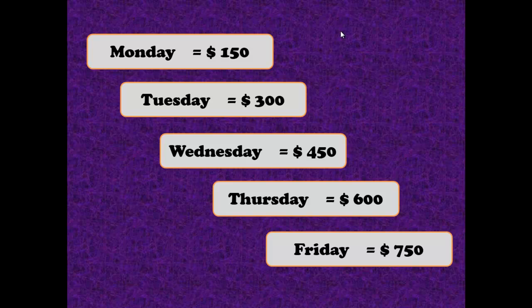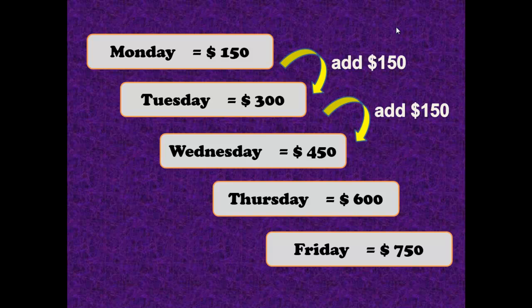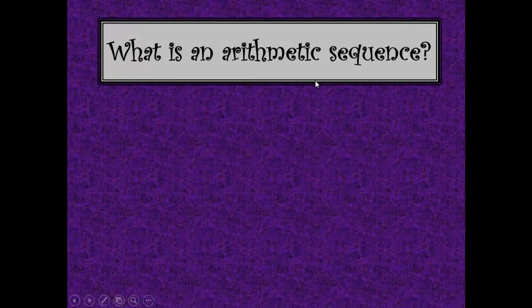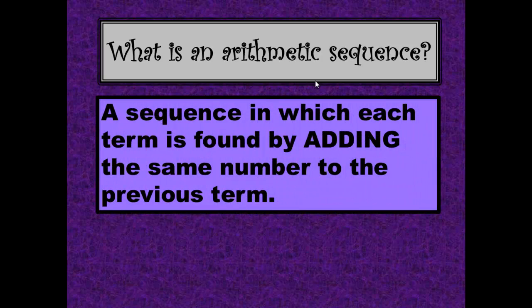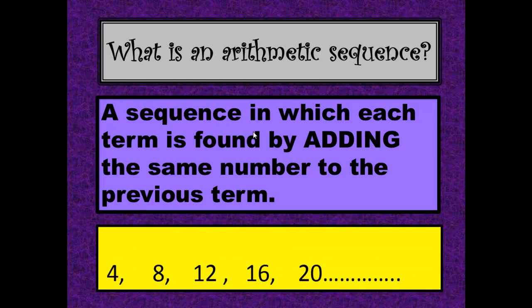More specifically, each amount is a term in an arithmetic sequence. To find the next term, we just add $150. So, what is an arithmetic sequence? A sequence in which each term is found by adding the same number to the previous term. For example, 4 is the common difference.